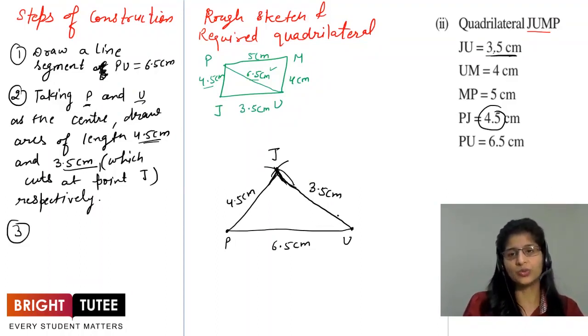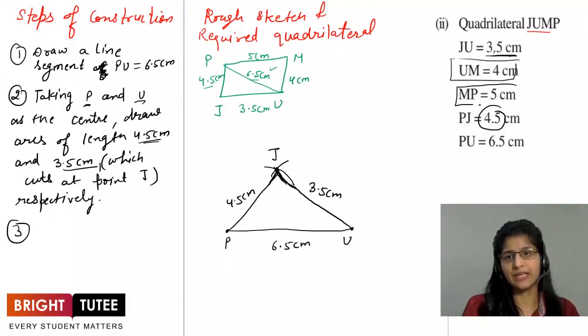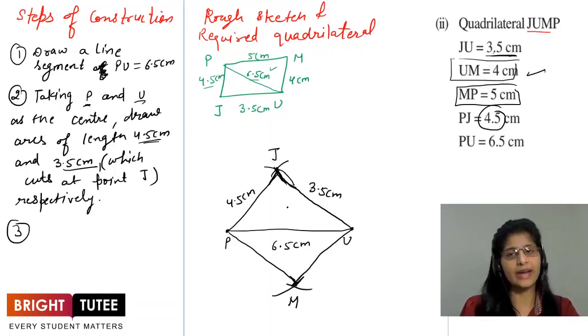From points P and U we now have to get the point M. So we will focus on UM and PM, that is MP, here 5 centimeter. So from point P we will make an arc of 5 centimeter, keeping P as the center, and keeping U as the center, draw an arc of 4 centimeter. So 4 centimeter will be somewhere here. Now this is point M. So we will join P to M, right, and U to M. Clear? So they will be joined. This is the required quadrilateral.